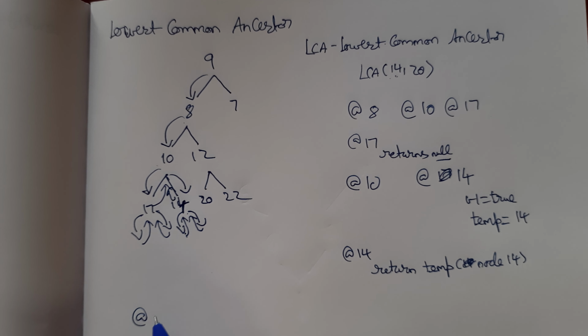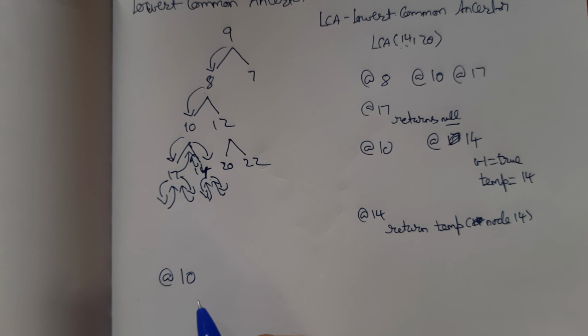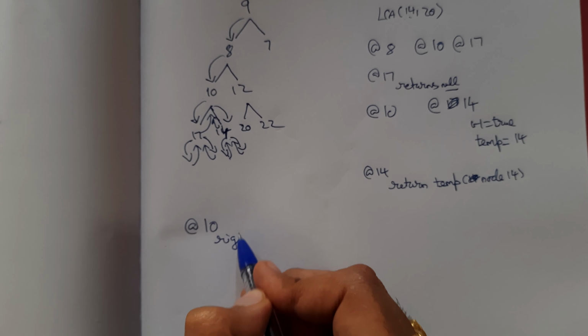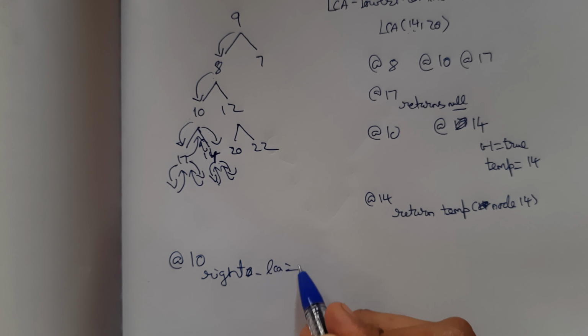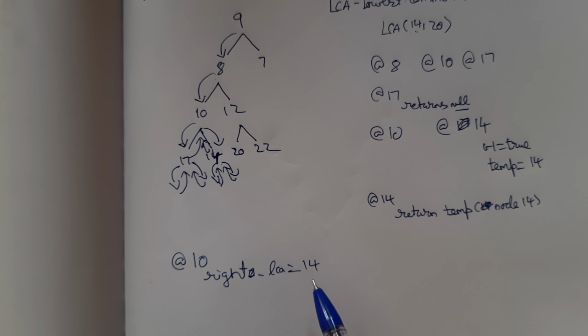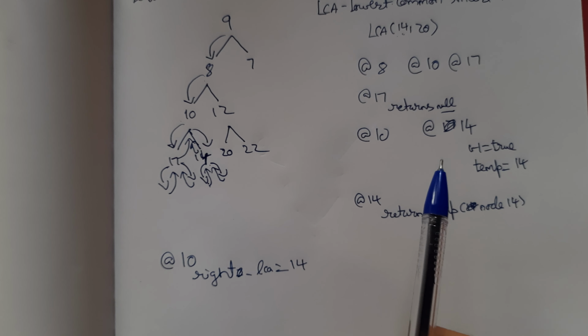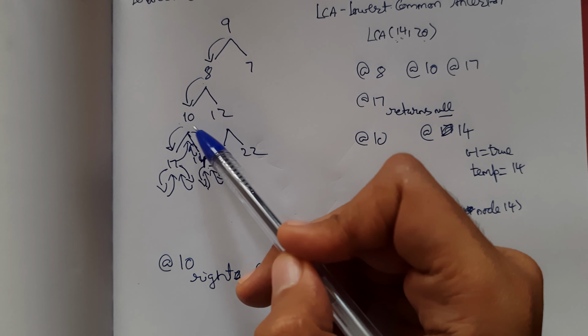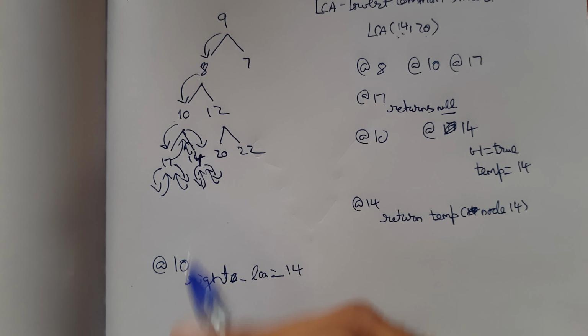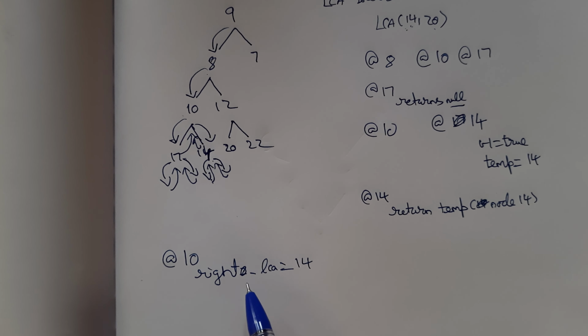After going back to node 10, the value of right LCA at node 10 is equal to 14. What this means is there's actually one value among these two values that's below the subtree 10, that's below the node 10. So that is what is mentioned in this right LCA.